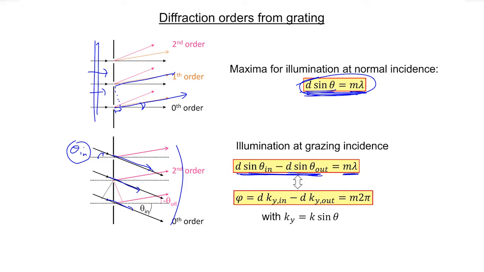Or written in a different way, d times the y component of the incident wave vector k_in and the y component of the output wave vector k_y out. That difference multiplied by d is a multiple of 2 pi.